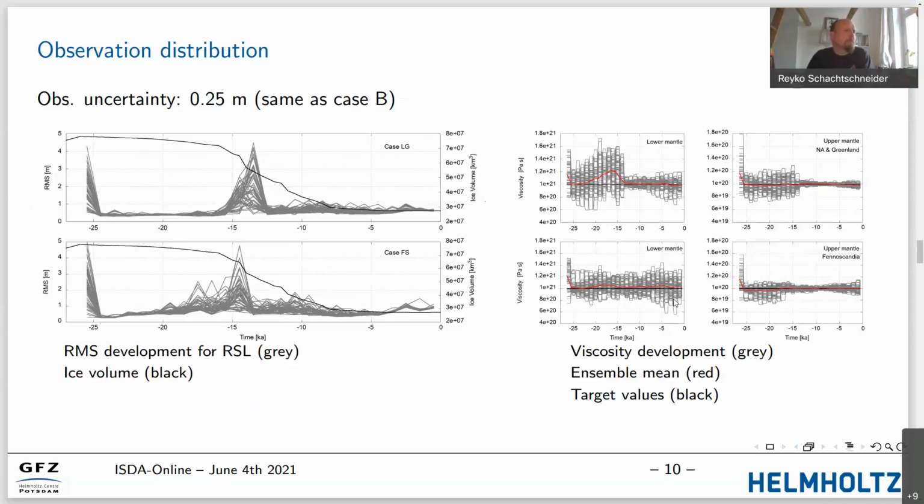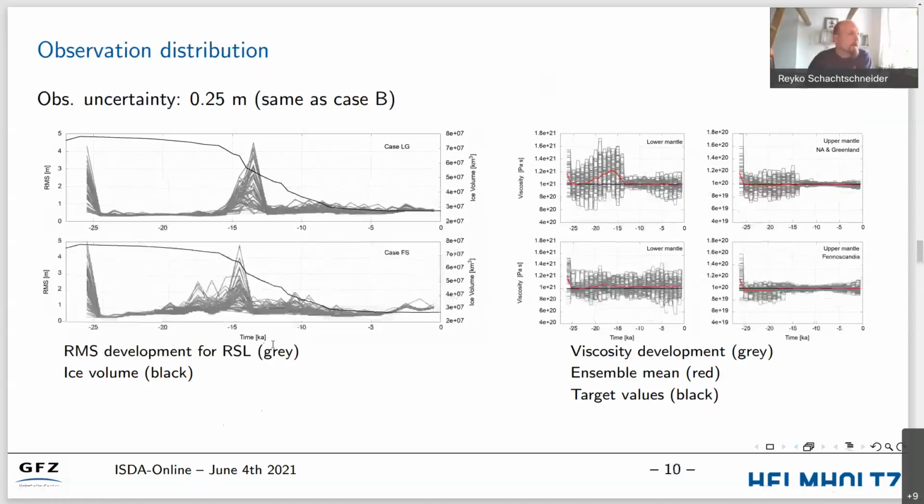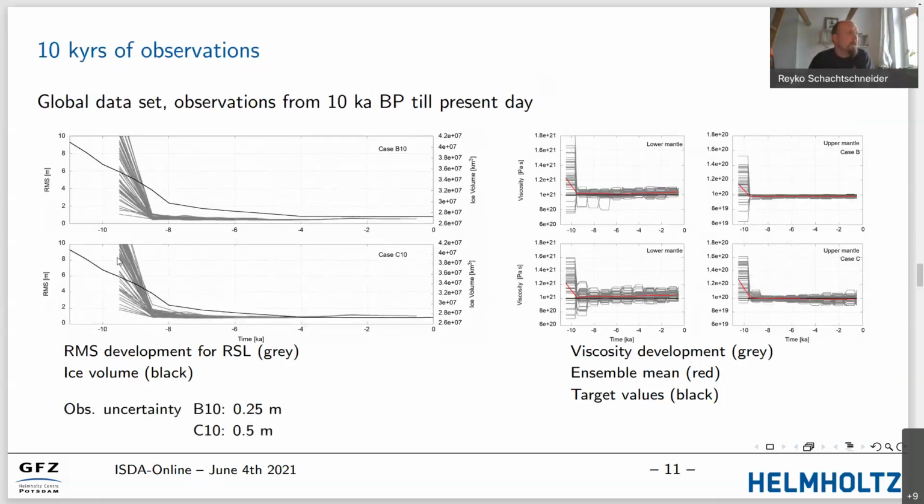observation data set. And in the third case, we used only data from the last 10,000 years. So here in the former two cases, we started with assimilation at 26 kilo years before present, that is shortly before the last glacial maximum. And here we started the assimilation 10,000 years ago, so right after the deglaciation, where there's only an elastic rebound and no more significant melting of the ice sheets.